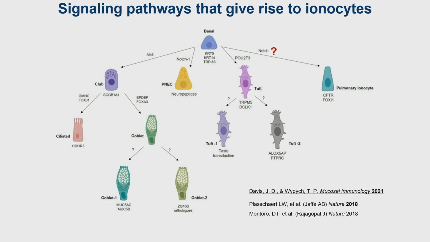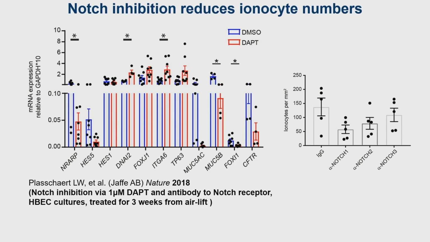I will be focusing on Notch signaling for a couple of reasons, including previous studies showing that when Notch signaling is inhibited in HBEC ALI cultures, there's a reduction in FOXI1 expression, which also points to the fact that ionocyte numbers are reduced. Additionally, when Notch receptors are blocked using antibody, you see a decrease in ionocyte numbers, as shown here.